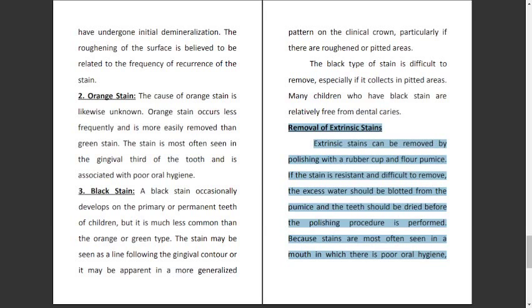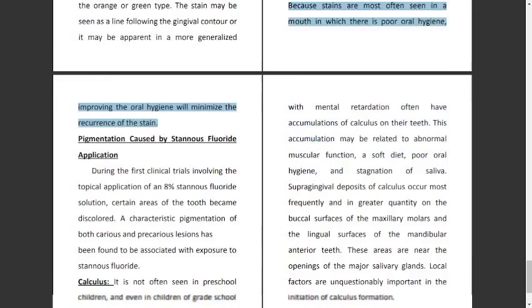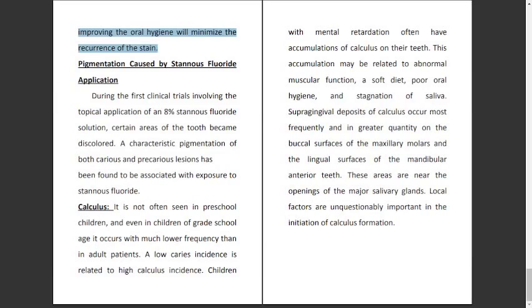Removal of extrinsic stains. Extrinsic stains can be removed by polishing with a rubber cup and flour pumice. If the stain is resistant and difficult to remove, the excess water should be blotted from the pumice and the teeth should be dried before the polishing procedure is performed. Because stains are most often seen in a mouth in which there is poor oral hygiene, improving the oral hygiene will minimize the recurrence of the stain.